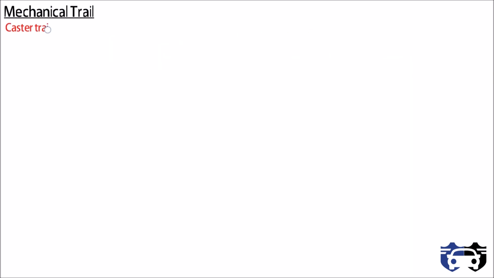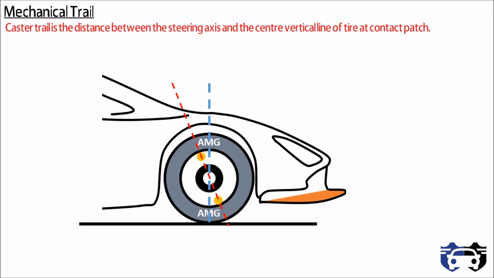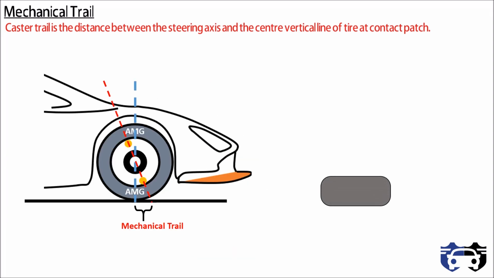Mechanical trail, also called the caster trail, is the distance between the steering axis and the center vertical line of the tire at the contact patch. So, the distance between the blue line and the red steering axis at the contact patch is called the mechanical trail. If we see the tire in top view and observe the contact patch, you will see the blue dot is for the center line and the red dot is for the steering axis. The distance between these two dots is called the mechanical trail.